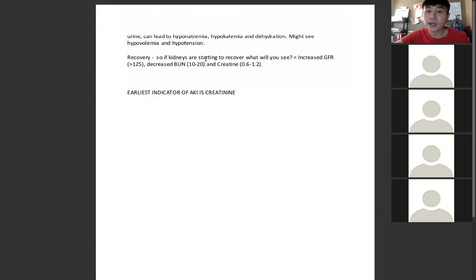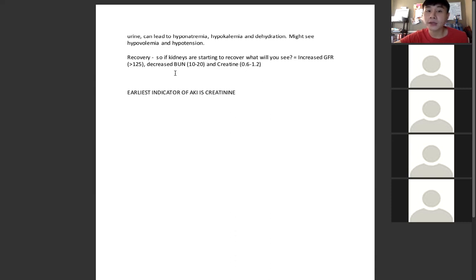Recovery. So if the kidneys are starting to recover, what we will see is increased GFR, more than 125. Earlier I said better than 90 is good, which is true. Better than 90 means that the patient is normal, but optimum kidney function is more than 125. Below 90 is bad. Below 90 is a no-no. And a GFR below 15 means that the patient requires dialysis.